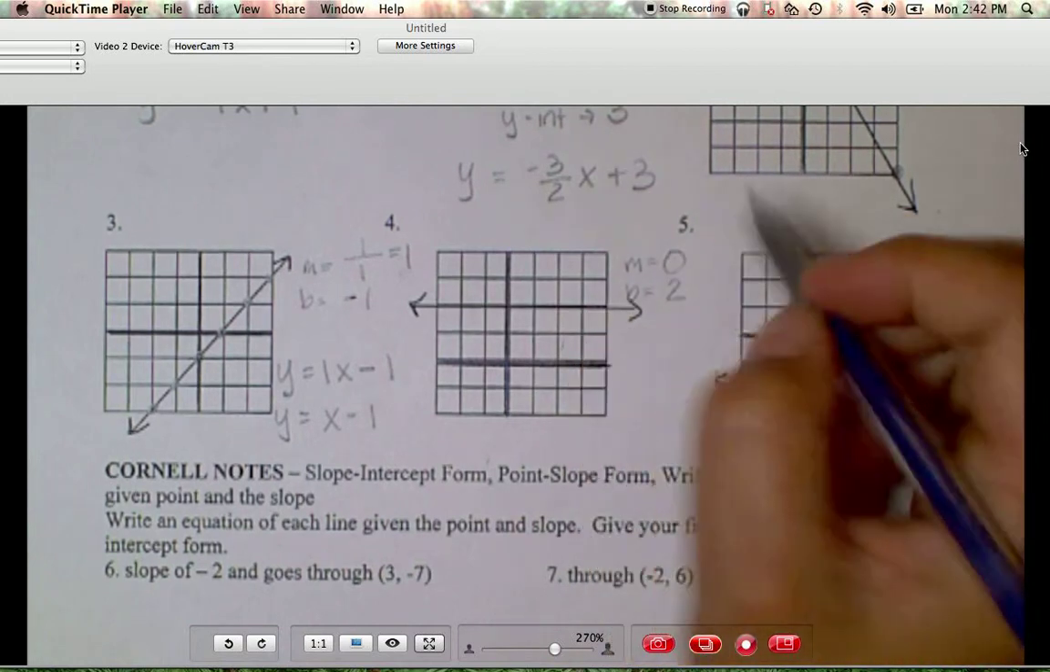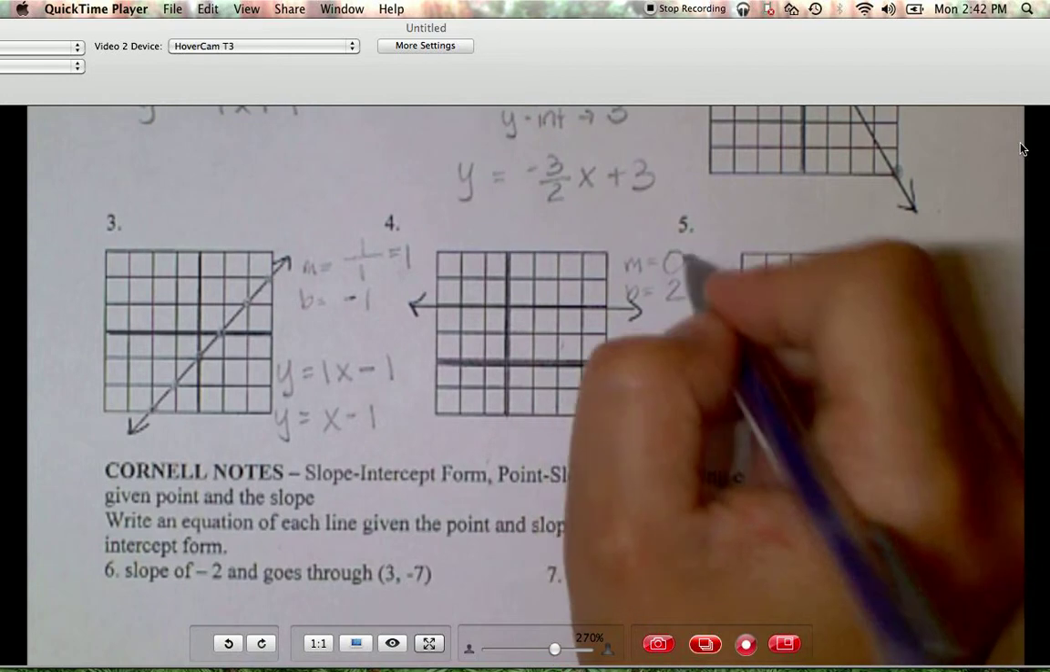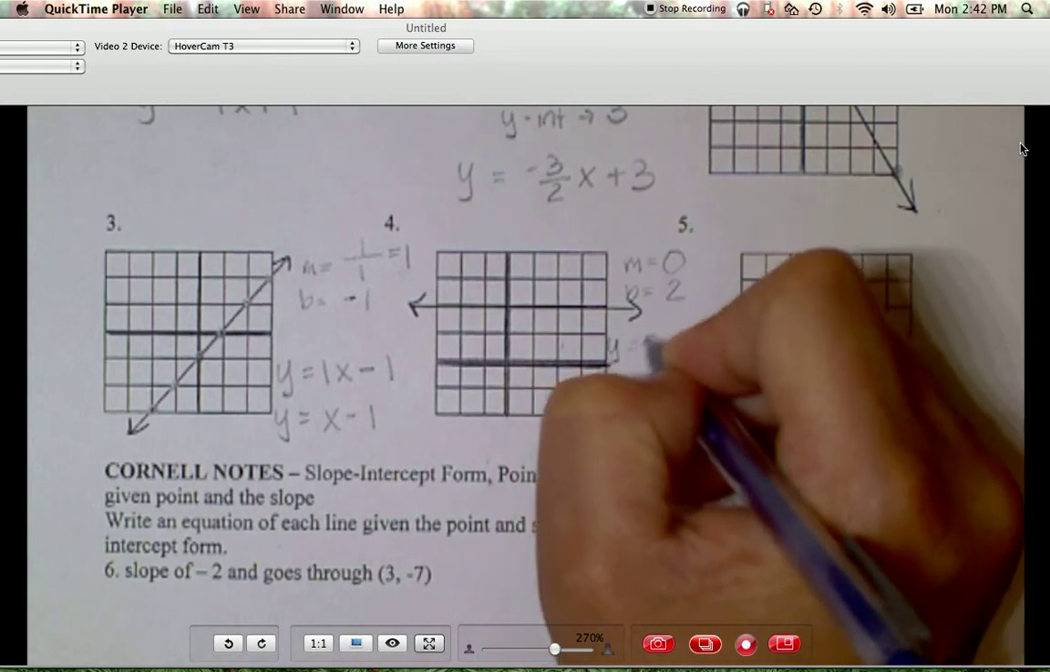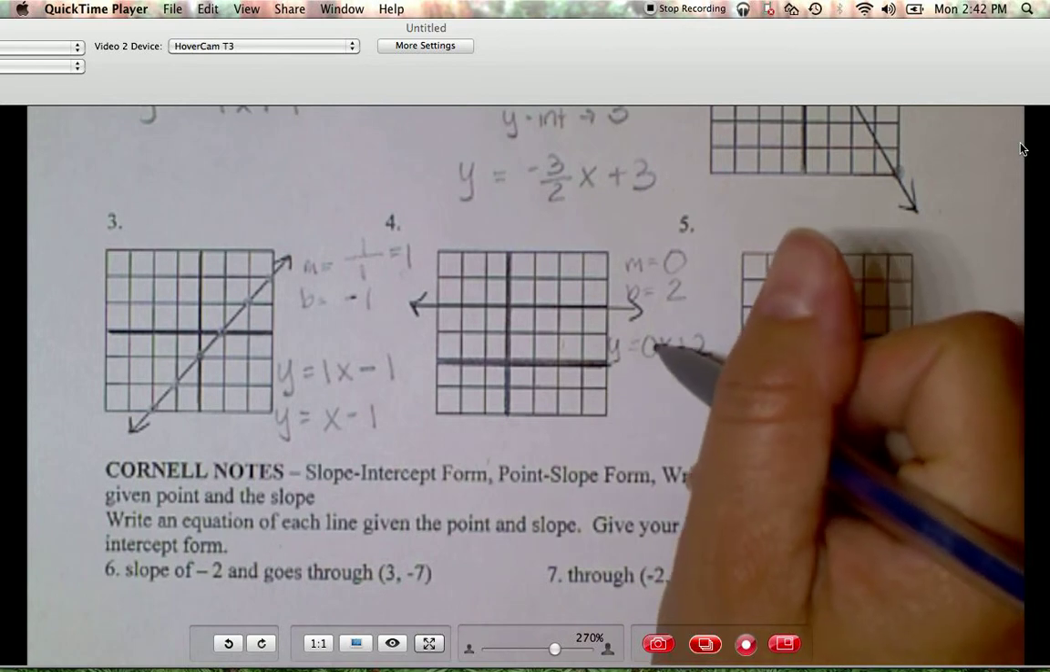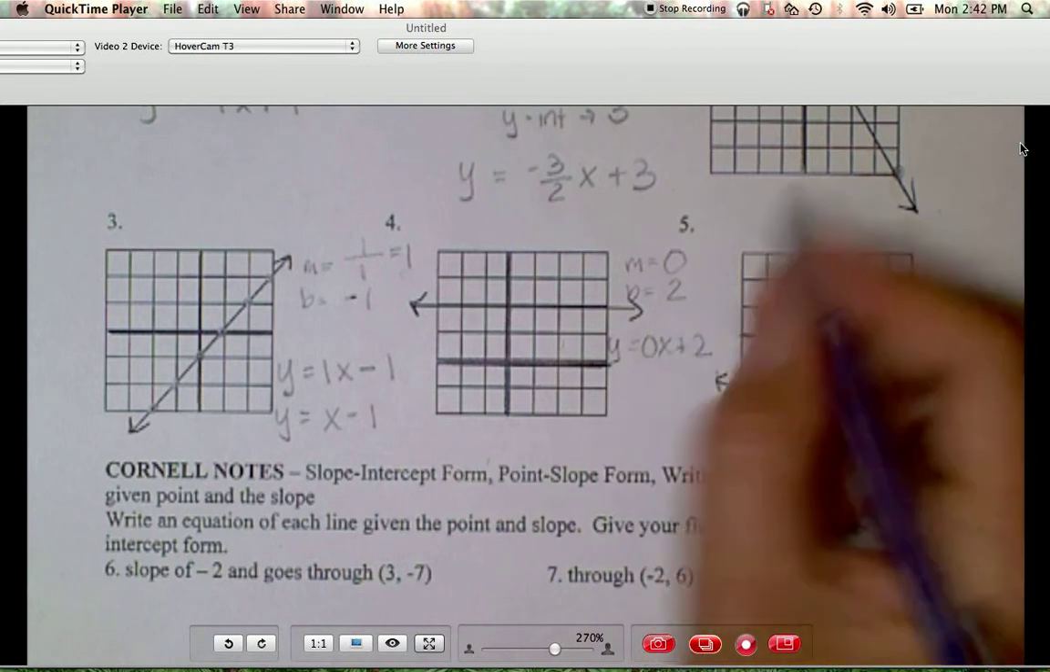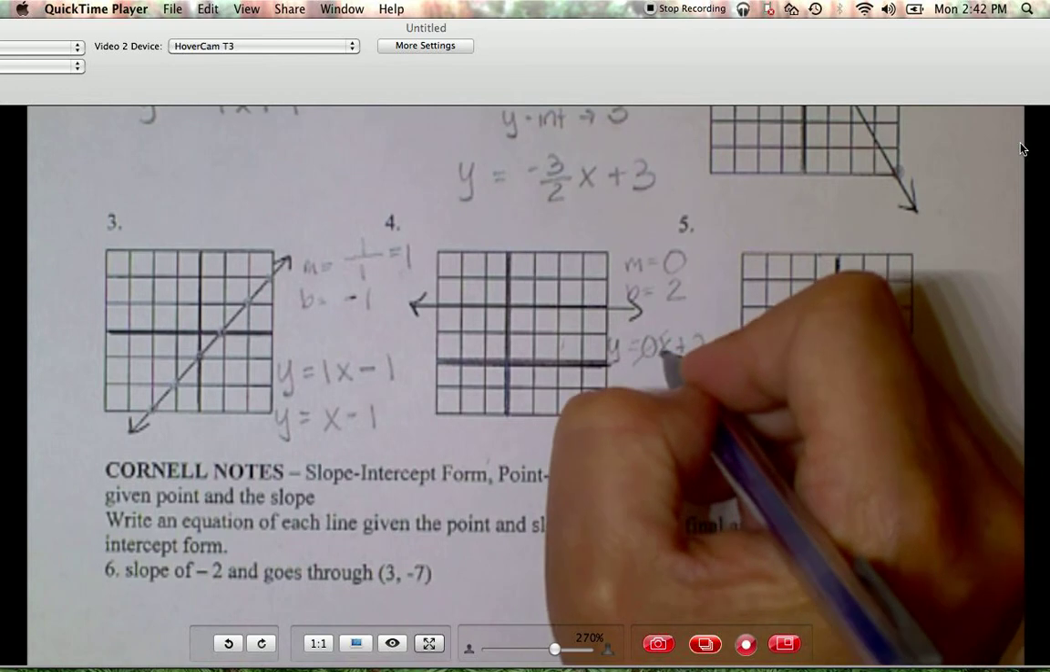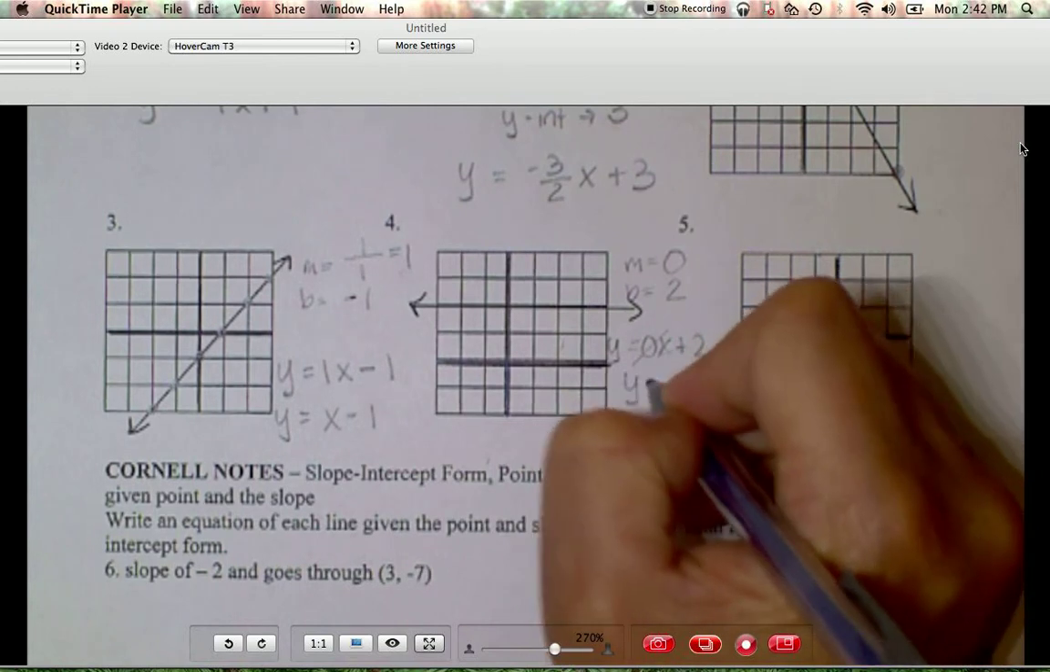Now there's a couple ways that you can do this problem. We can use this information and write an equation, y equals 0x plus 2, which is completely fine, but because of this 0 here, we would want to simplify this. This will drop out because 0 times anything would be 0, so we get y equals 2.